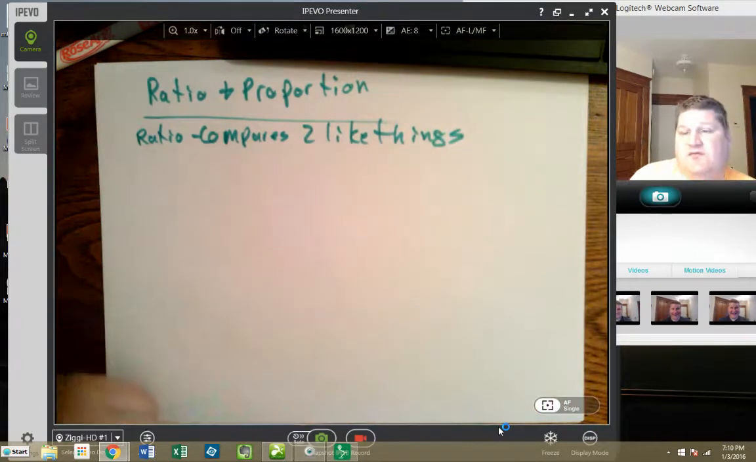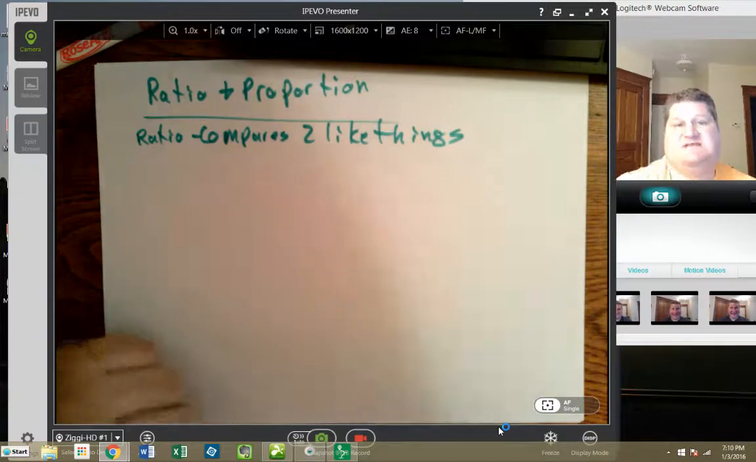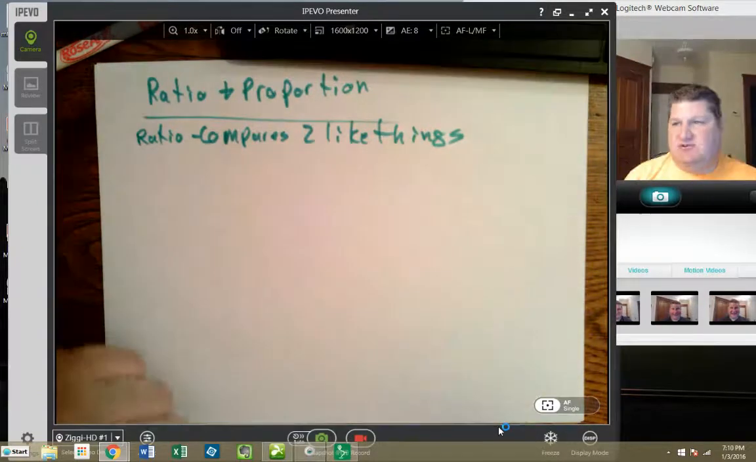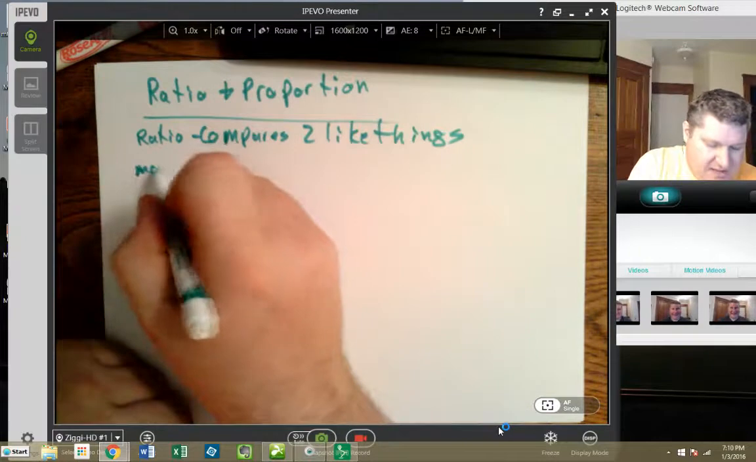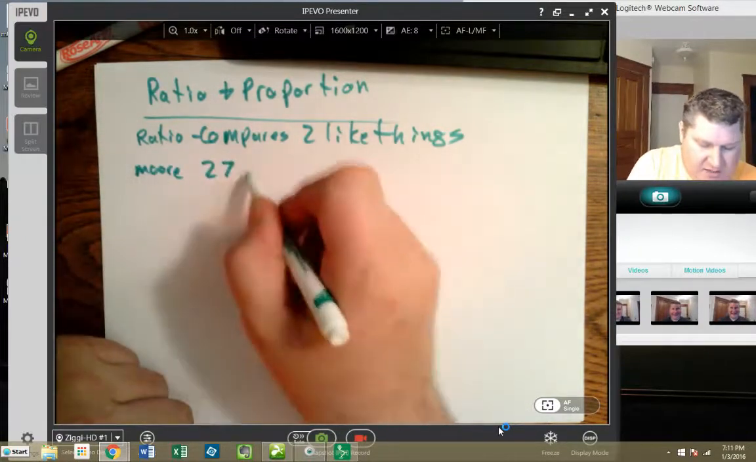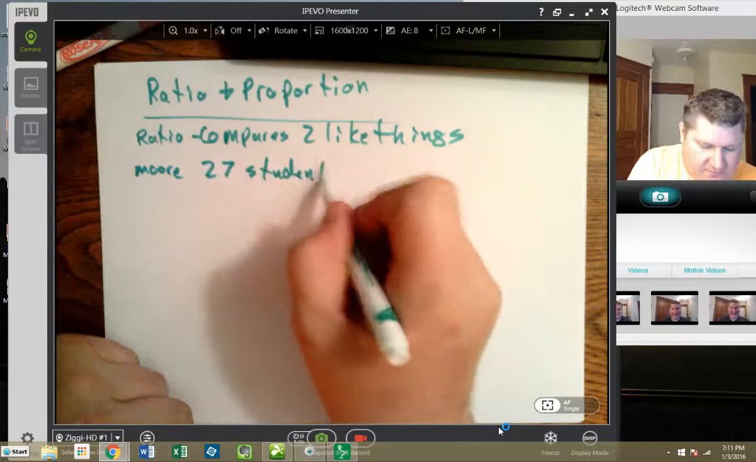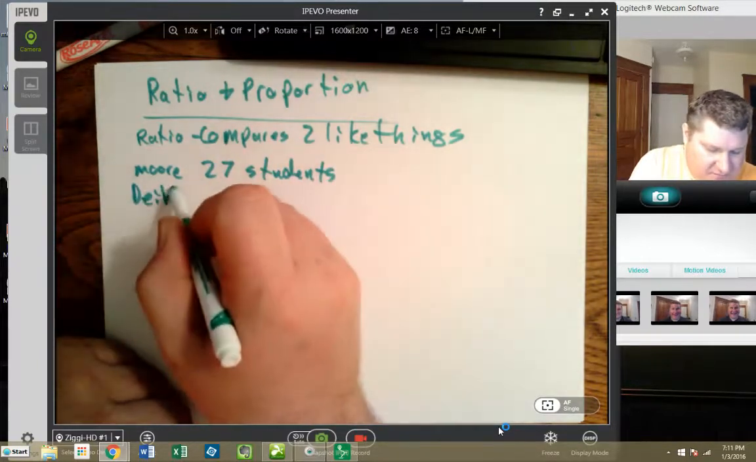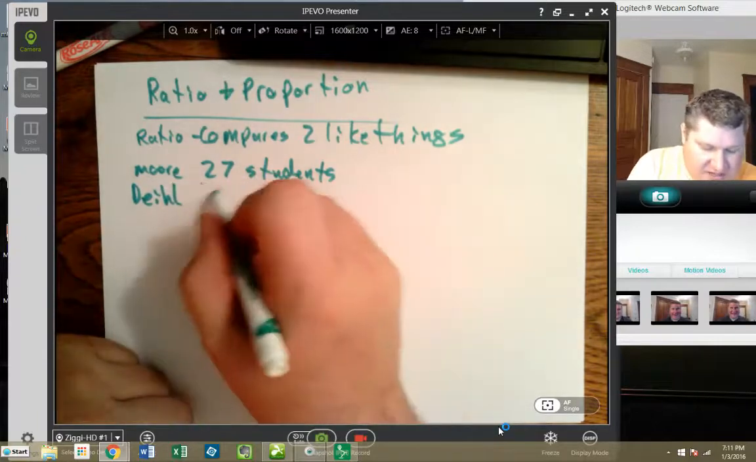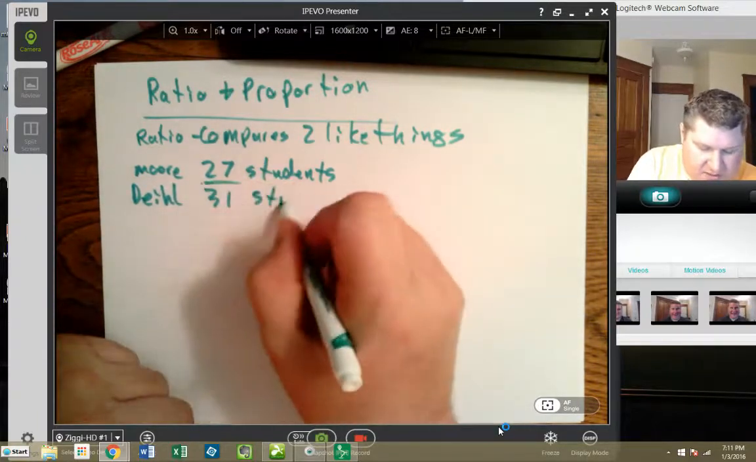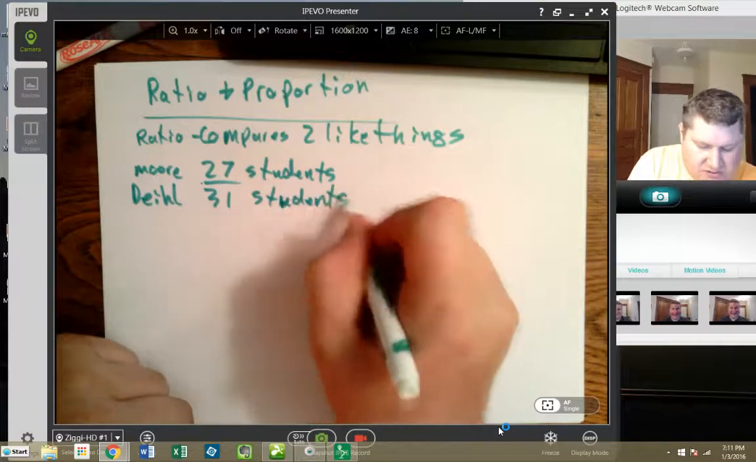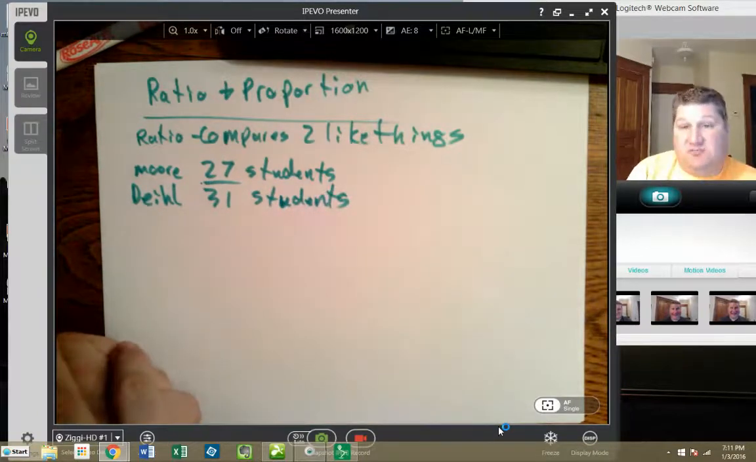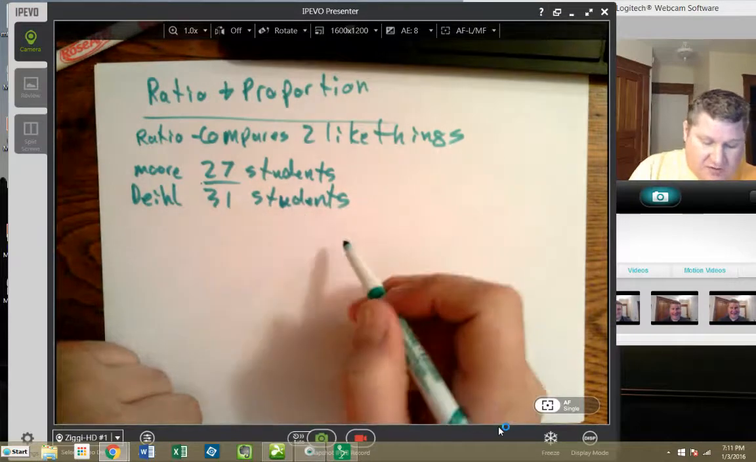Okay, now, to compare two like things, for example, let's say I have a geometry class, and in my geometry class, I have 28 wonderful students. And in Miss Deals, I think I misspelled Miss Deals. Whatever. Okay. She has 31 bright and shining students. Okay. So the ratio of my classroom to her classroom as far as students goes is 27 to 31. So the ratio is 27 to 31.